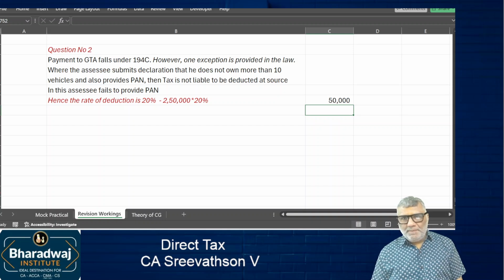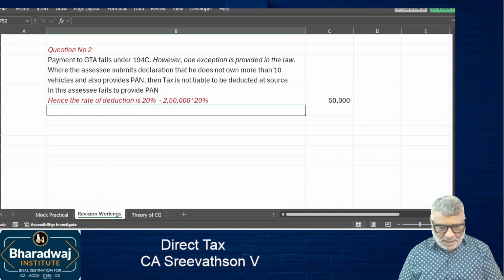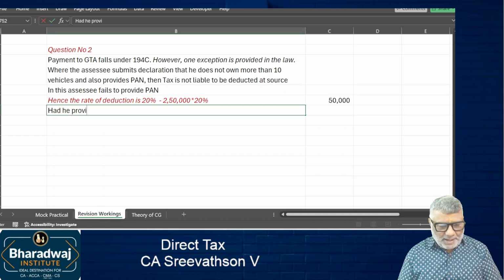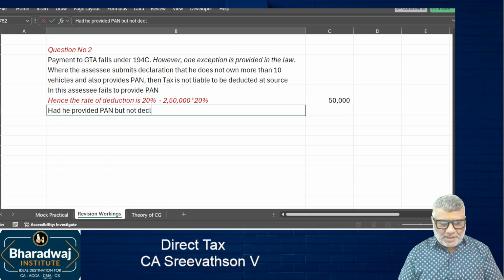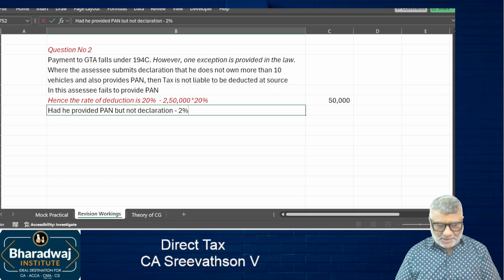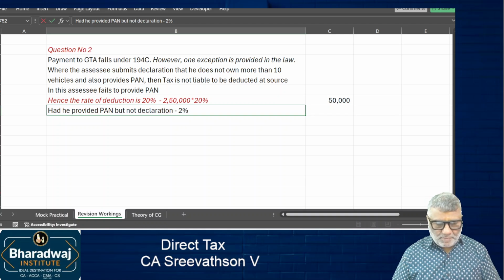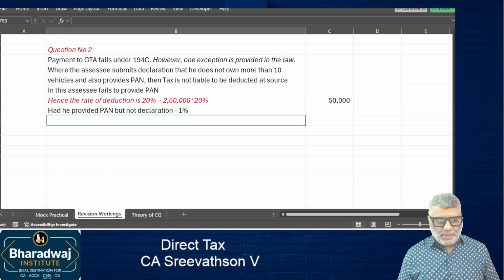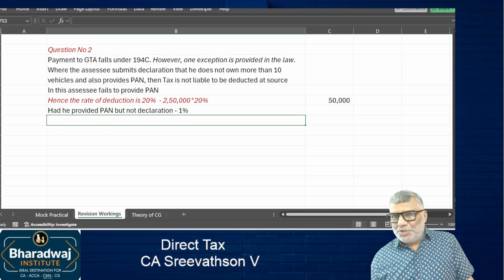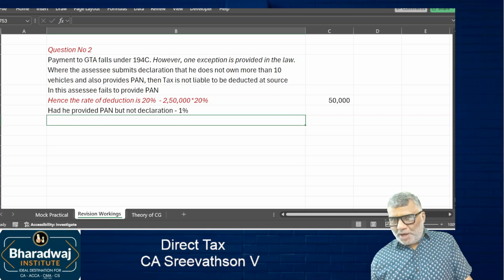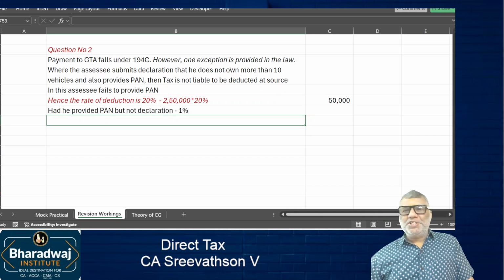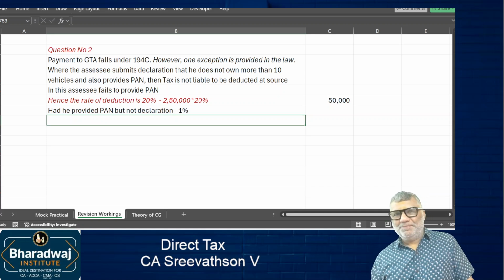Are you understanding? Suppose had he provided PAN but not the declaration, 2% or 1% for an individual. You understand? Declaration not provided, PAN provided: 1%. PAN not provided: 20%. Both the declaration and PAN provided: no TDS.